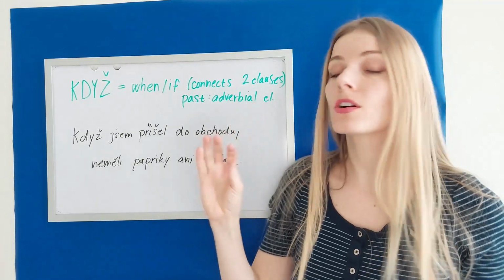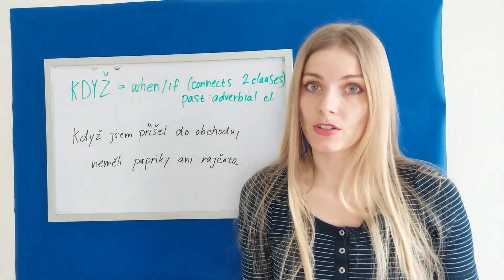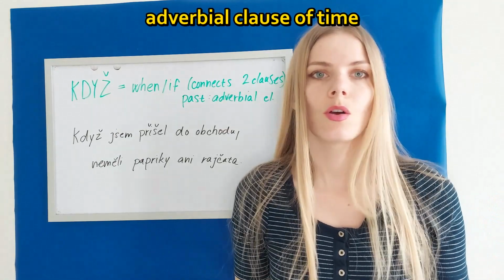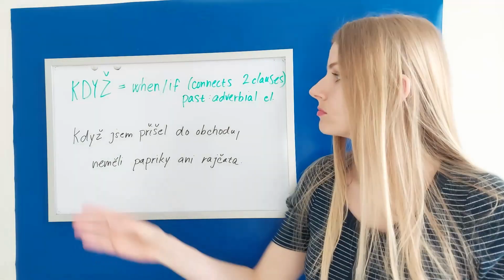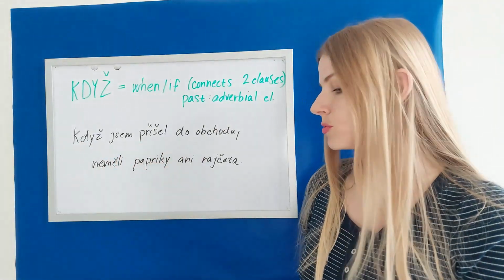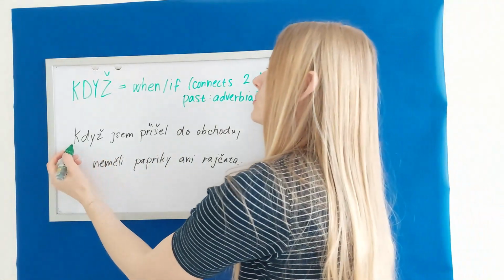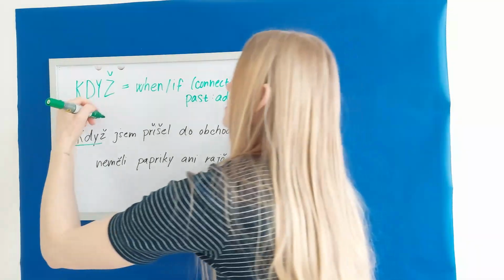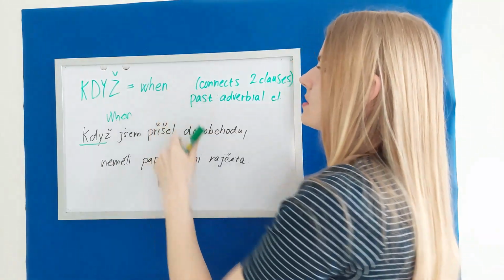And there is also one more example for když, and that is when we have past tense in these clauses. It would still connect two clauses, but it would not talk about a condition, it would talk about an adverbial clause. What was the situation when something happened? Když jsem přišel do obchodu, neměli papriky ani rajčata. When I came to the store, they didn't have bell peppers or tomatoes. We translate it as when, we would not translate it as if in past tense.